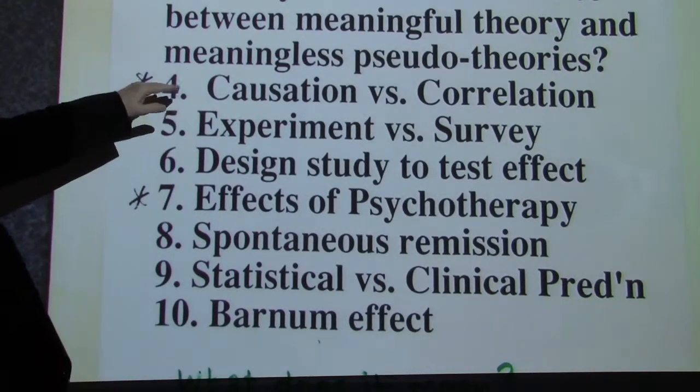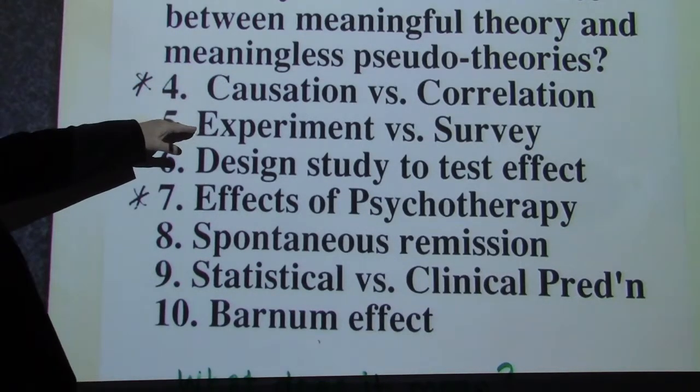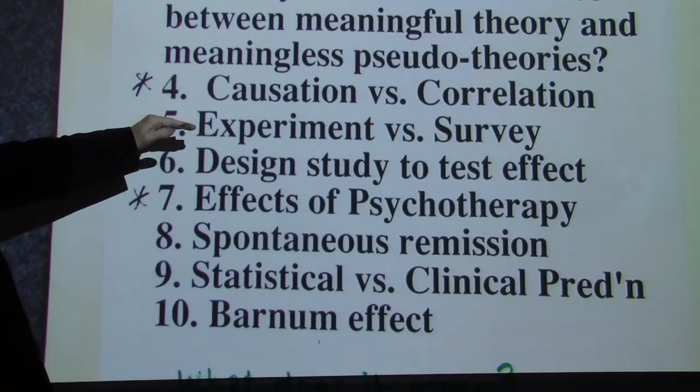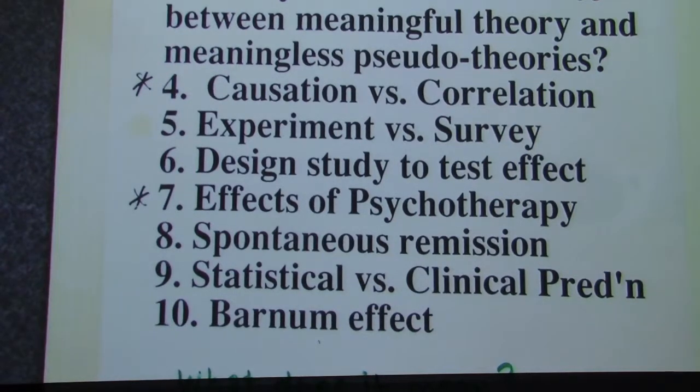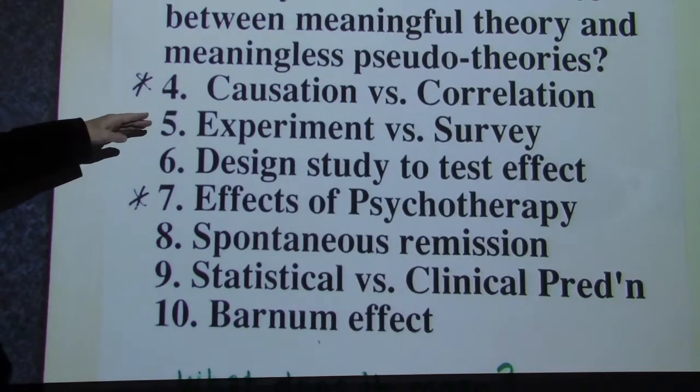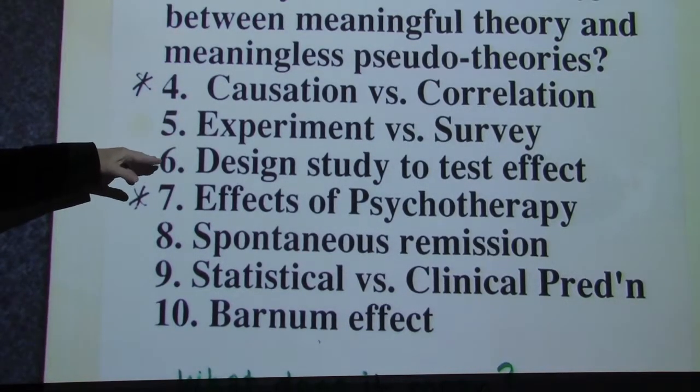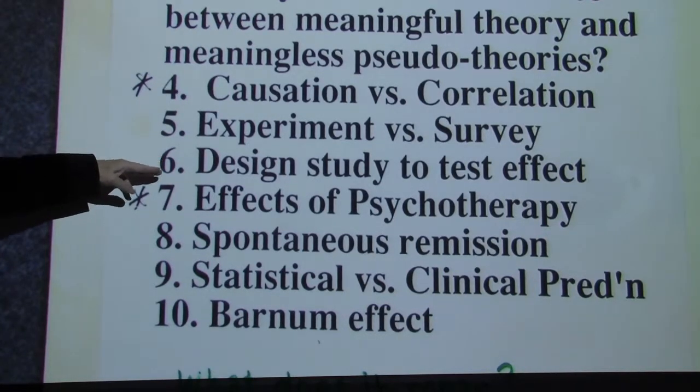So we talked about causation versus correlation. You should understand what an experiment is, what a survey is. You should know all the terms: independent, dependent, variable, the statistical inference, hypothesis testing, the null hypothesis, rejecting the null hypothesis, all that kind of language. That's all in Chapter 2. You should be able to design an experiment to study an effect.